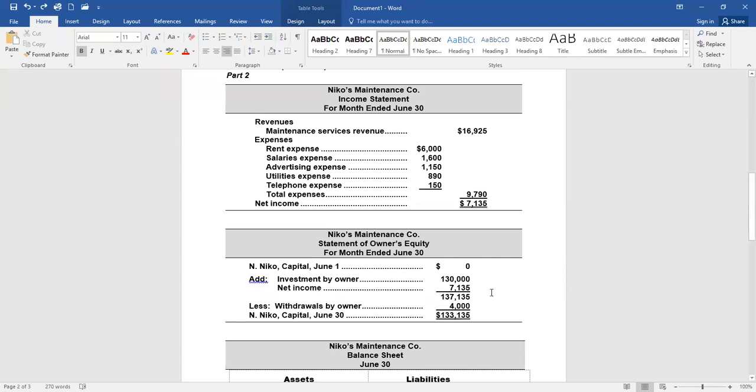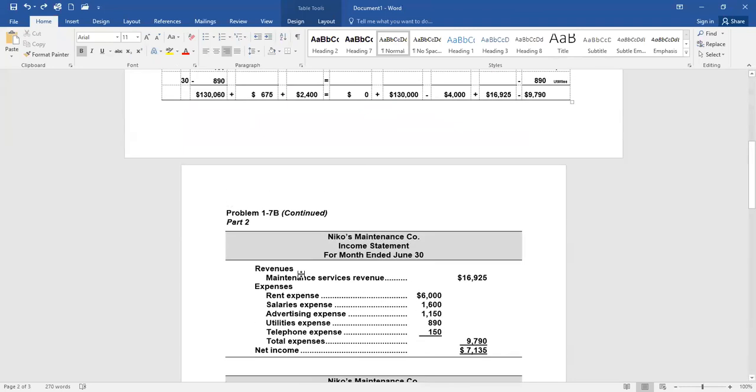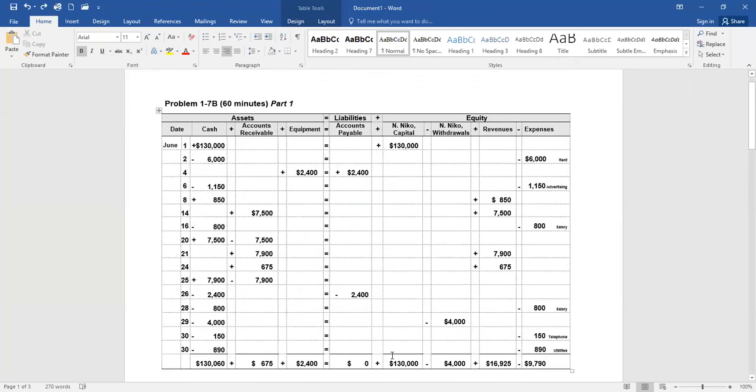So we always start with a beginning. Where did we start the month at? What was Nico's capital balance as of June 1st? Well, it was 0. They just started the business on June 1st. During the month of June, she made an investment of $130,000. Where do we get that from? This column right here.